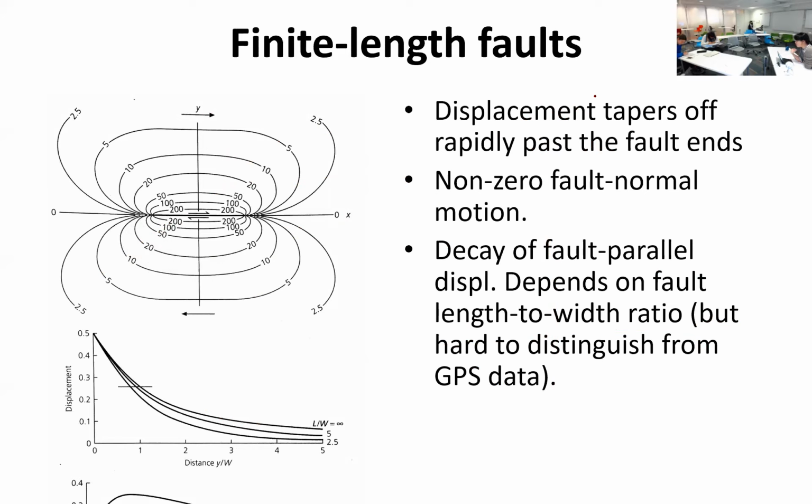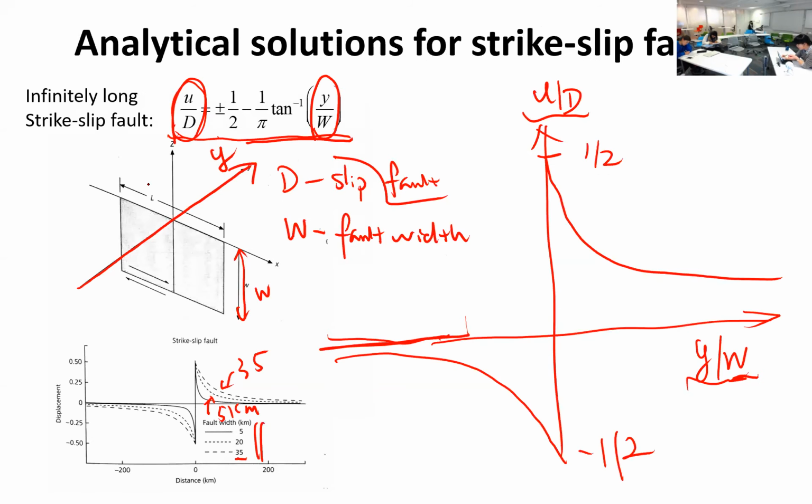Now, another, more realistic case is that instead of allowing the fault to run infinitely along the strike, because each earthquake has to start somewhere and stop somewhere, we're going to have a fault of finite length along the strike. So this is another strike slip fault of finite width. And the displacement field now looks different from the previous case. In the previous case, we only had displacement in this x direction. So everything is just shear only.